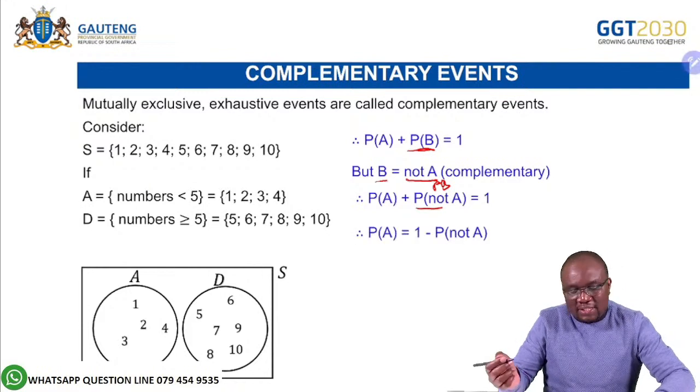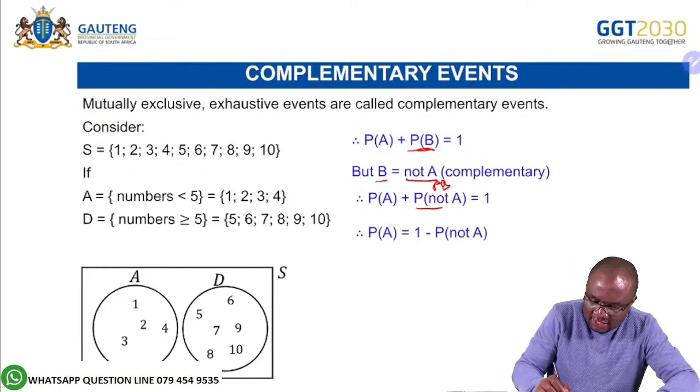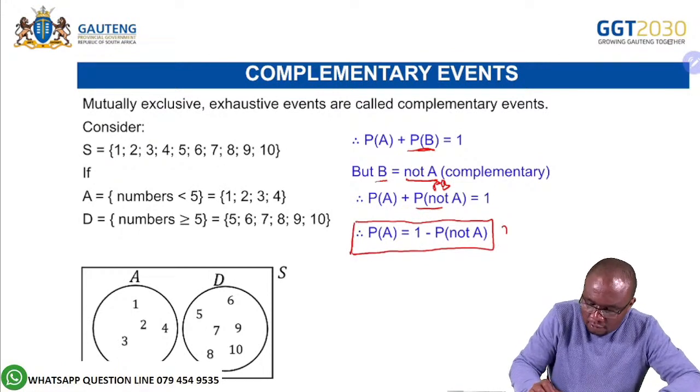Then we can rearrange our equation and write it like this. Please write this one down for complementary events.